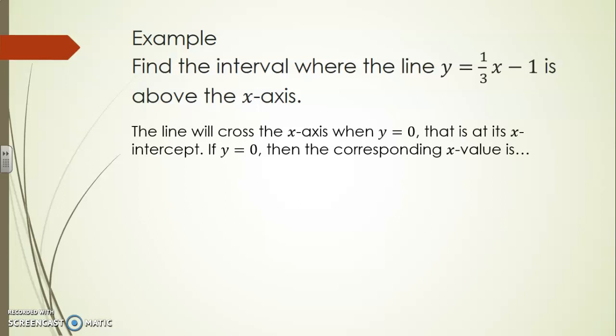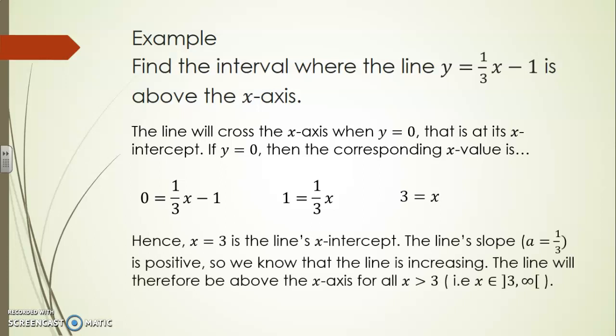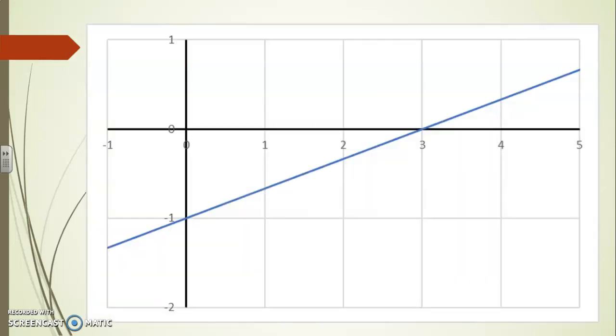The line will cross the x-axis when y is 0, that is, at its x-intercept. So if y is equal to 0, then the corresponding x value is obtained through a bit of algebra and would have to be 3. 3 is therefore the x-intercept of this line. The line slope is 1 over 3, which is positive, so we know that the line must be increasing. Therefore, the line will be above the x-axis for all x beyond 3. Here is a depiction of this.